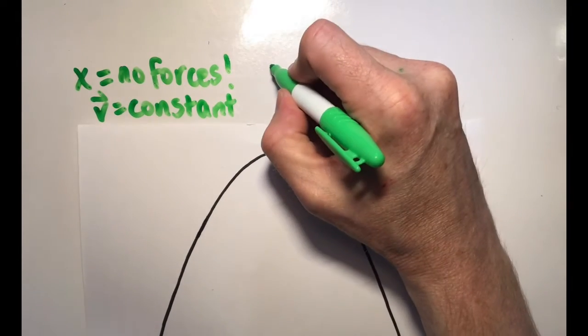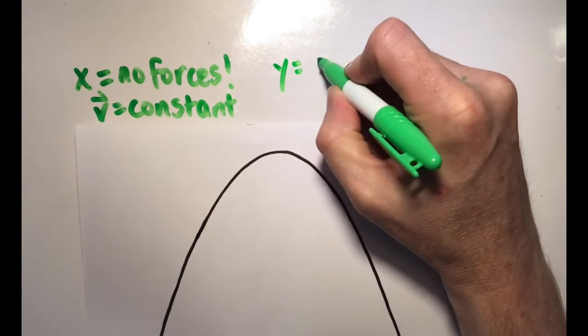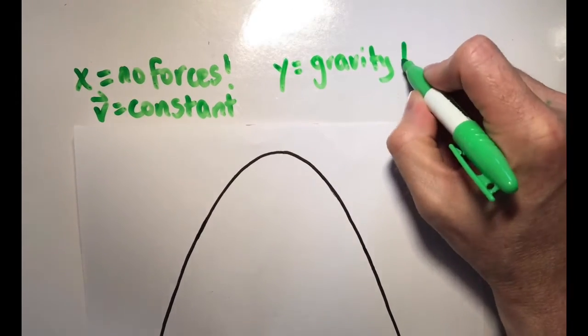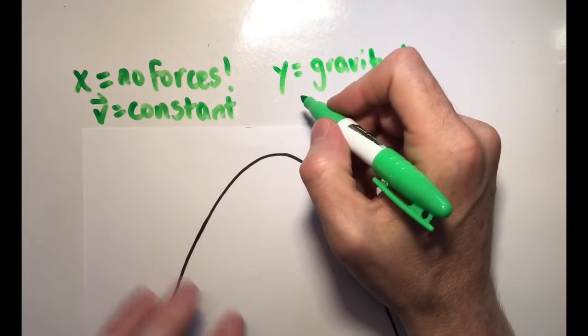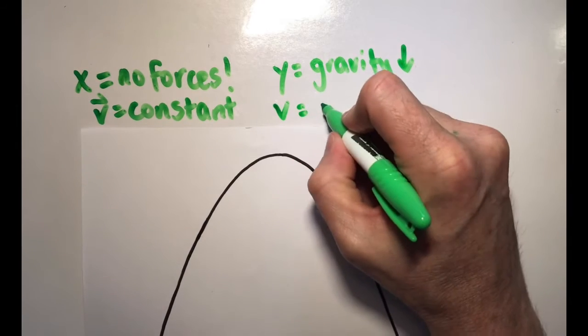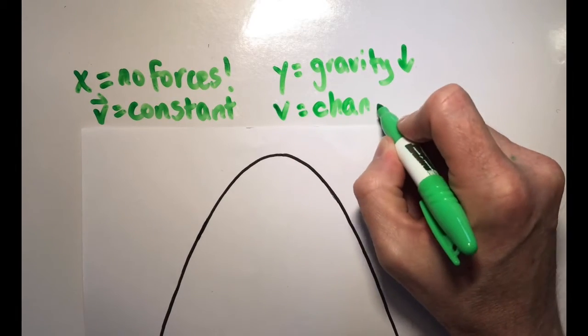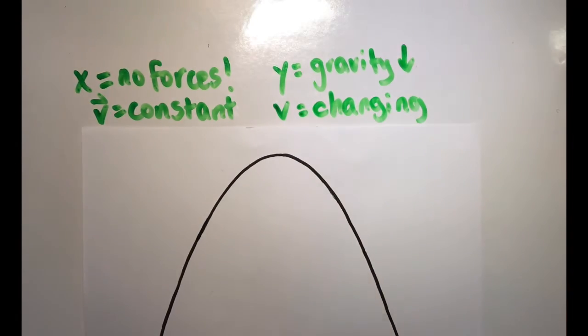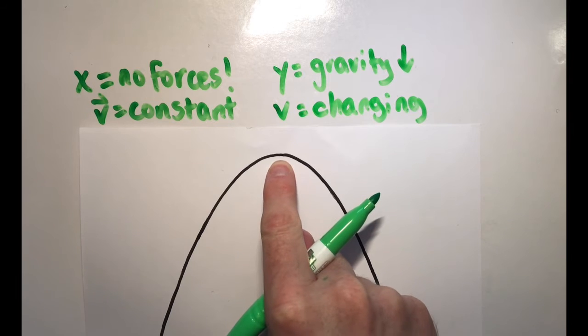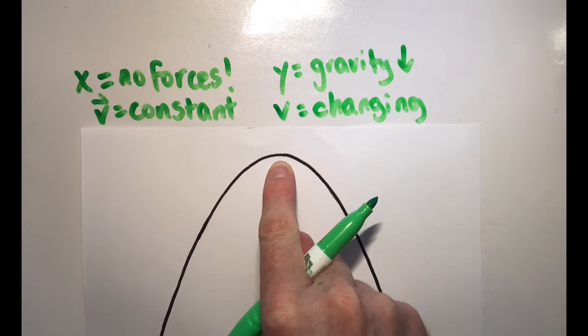Now in the y dimension, things are definitely a little bit different. We have gravity affecting the motion of this projectile, always pulling it in a downwards direction. So the force of gravity pulling it down means we have an acceleration of 9.8 meters per second squared, and as a result, our velocity is constantly changing. Now we must carefully consider that what goes up must come down. So in order to change direction at the peak right here, we're going to have a velocity of 0 meters per second in the y dimension.